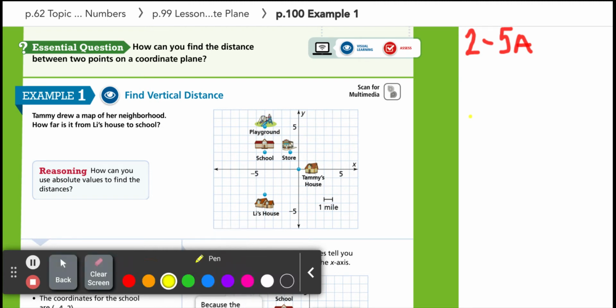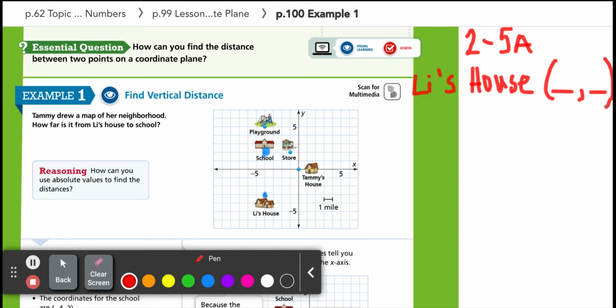Now, they want us to figure out the distance between Lee's house and school. So looking at this coordinate plane, we have to find the blue dot here that represents the location of each of those locations. So we have Lee's house and we have the school there. And let's start by finding the ordered pair for Lee's house.